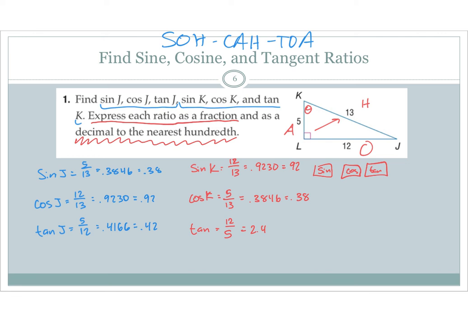Again, keep all your decimal places out to the 4th decimal place until you're ready to round, unless, like in this last tangent, you don't have 4 decimal places.